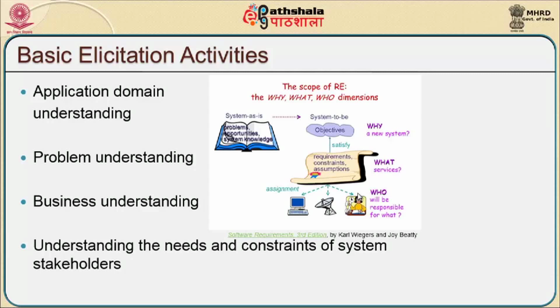So the why of the system needs to be clearly understood with a list of clear objectives. That becomes the primary motive of this requirements engineering phase, which comes out with a problem understanding, and what kind of business it takes over. So business understanding means the needs and constraints of the various stakeholders.